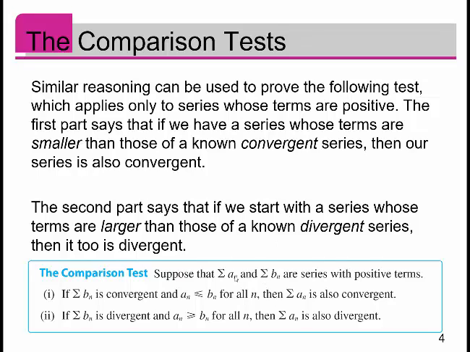Suppose you have the series summation a sub n and summation b sub n, series of positive terms. If summation b sub n is convergent and a sub n is less than b sub n for all n, then the other series, summation a sub n, is also convergent. If the summation b sub n is divergent, and we know a sub n is greater than or equal to b sub n for all n, then it makes sense that the series summation a sub n is also divergent.